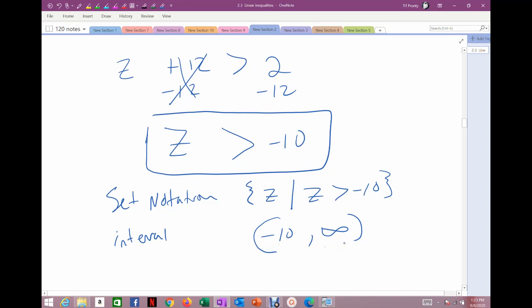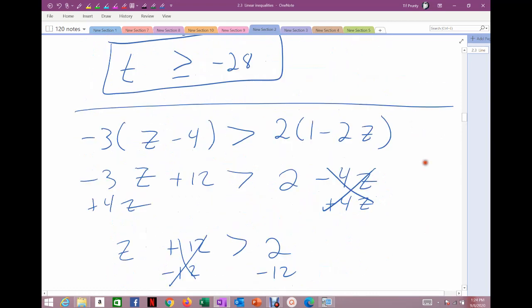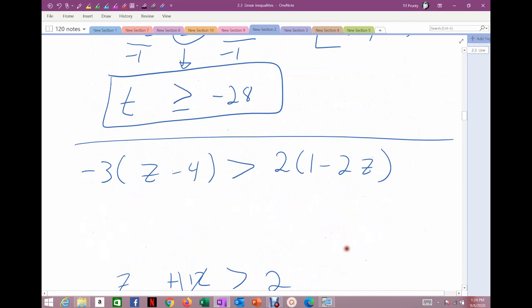And you can always test an answer. Again, 0 is a number between negative 10 and positive infinity. And so if I go back up to the original and check and make sure I've done it right, you can always check your answer. So I'm going to pick z equals 0. That lands in my group, right? Lands in my set. And so if I plug in 0, 0 is just an easy number, right?